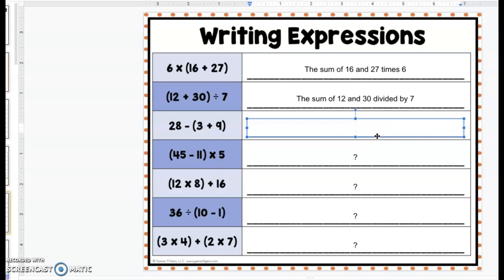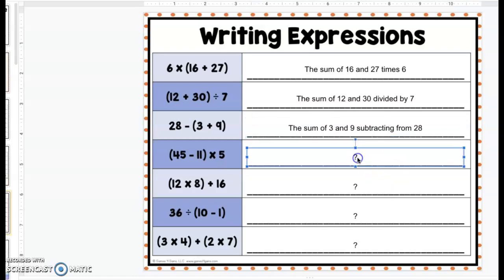Okay, so the product, 3, ooh, I can't do product. Why can't I do product? Because it's adding. So we've got to say the sum. The sum of 3 and 9 subtracted from 28. Okay, next. The difference, because we're looking at subtracting, of 45 and 11 times 5.